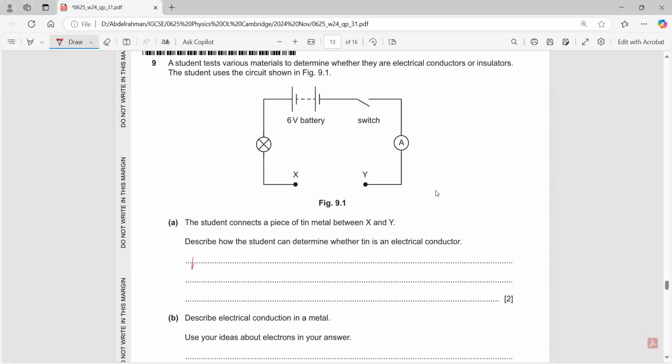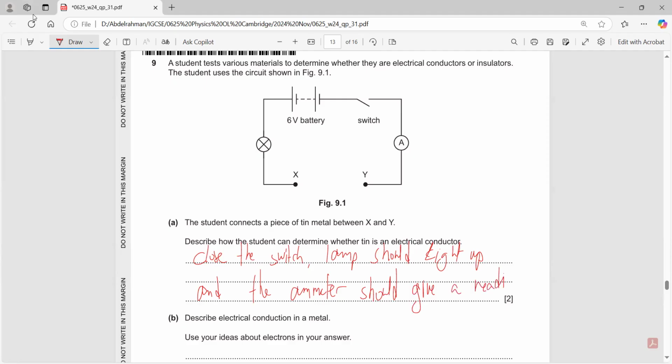He already connects it, so we don't need to say place it between X and Y. So he closes the switch, and then the lamp should switch on or light up, and the ammeter should give a reading.